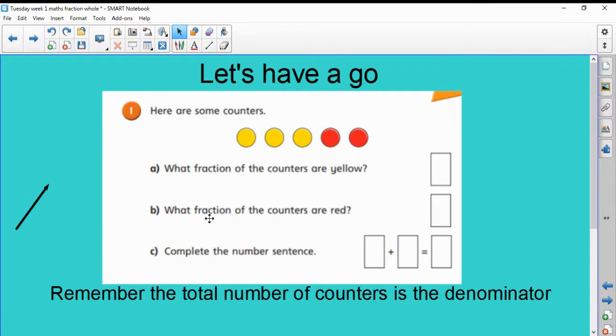Let's have a go at the first question. Here are some counters. 5 counters in total. What fraction of the counters are yellow? What fraction of the counters are red? Complete the number sentence. Remember, the total number of the counters is the denominator. Pause the video while you work it out.